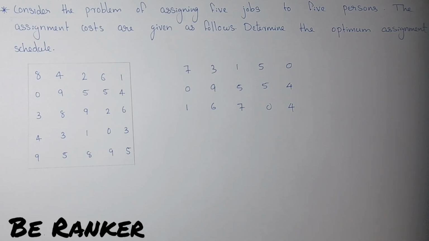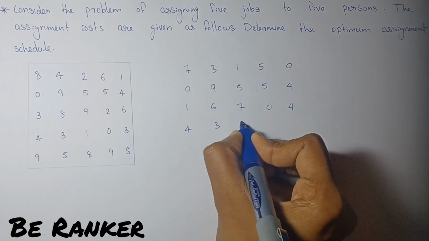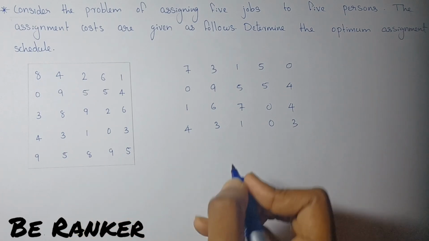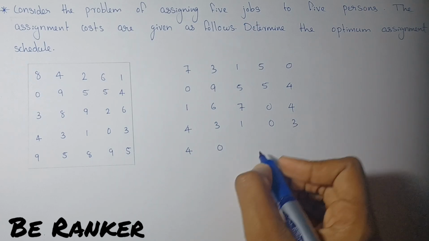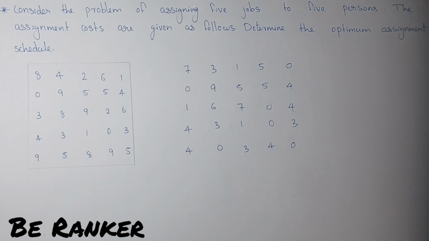In the fourth row, 0 is the minimum value, so there is no change in that row: 4, 3, 1, 0, 3. And in the last row, 5 is the minimum value. So 9 minus 5 is 4, 5 minus 5 is 0, 8 minus 5 is 3, 9 minus 5 is 4, and 5 minus 5 is 0. So this is the first step.